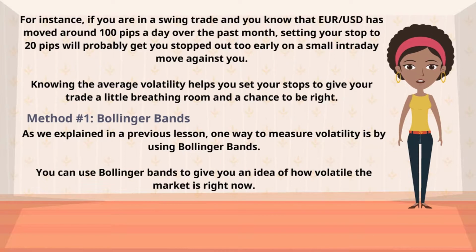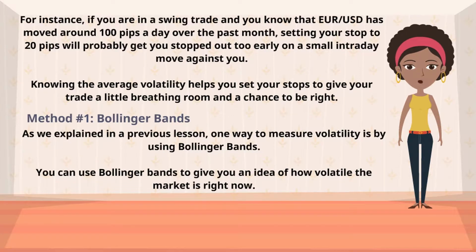For instance, if you are in a swing trade and you know that euro to US dollar has moved around 100 pips a day over the past month, setting your stop to 20 pips will probably get you stopped out too early on a small intraday move against you. Knowing the average volatility helps you set your stops to give your trade a little breathing room and a chance to be right. Method number 1, Bollinger Bands.